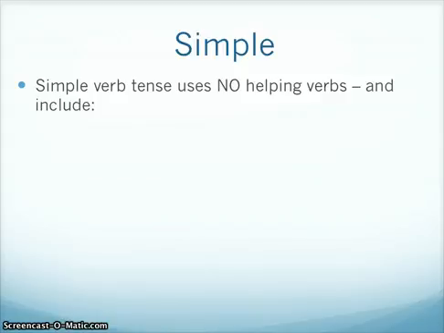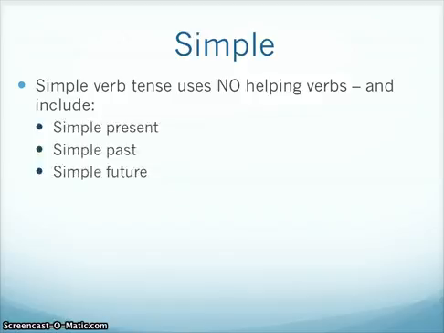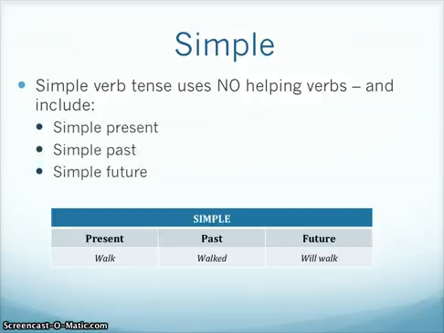Simple verb tense uses no helping verbs. Okay, and the simple verb tense includes simple present, simple past, and simple future. And so we've created a little table here. And so simple is the category. So the dark blue section, I'm going to call that the category of the verb. And then within each category, you'll have the present, the past, and the future.